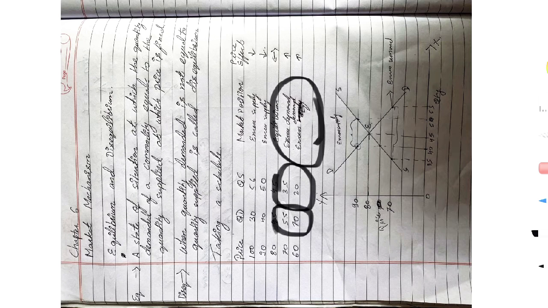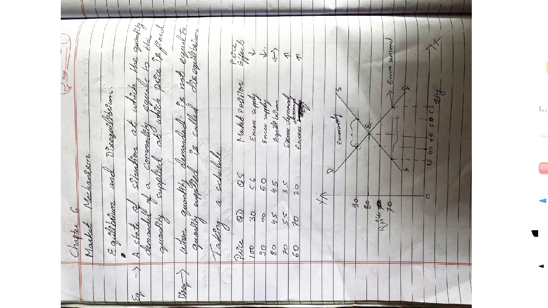So let's talk about the overall phenomena. When there is excess supply, it means you are getting more goods. At that point what happens? The supplier is supplying more, but the demand is very less. At that point the price of that commodity decreases till where? Till we get an equilibrium point.